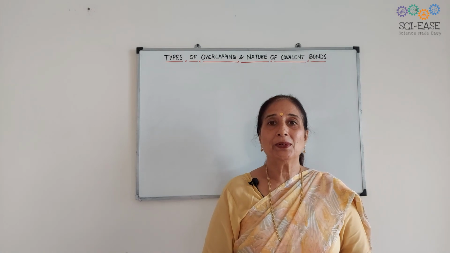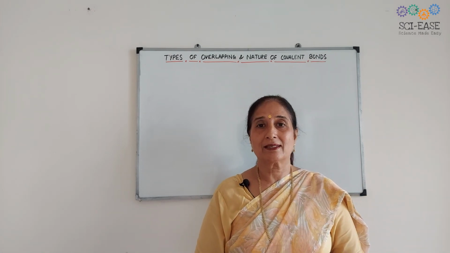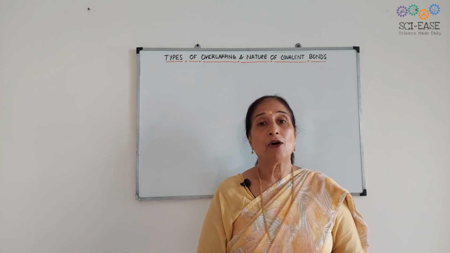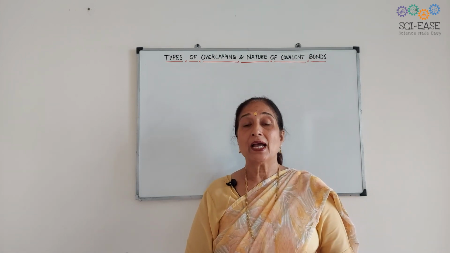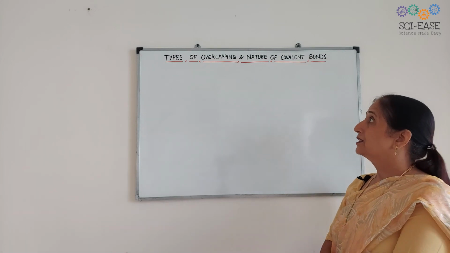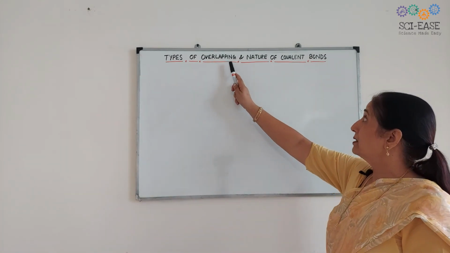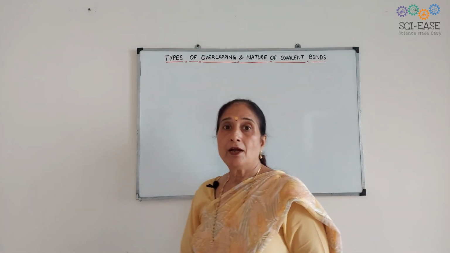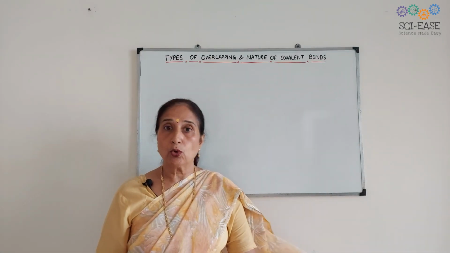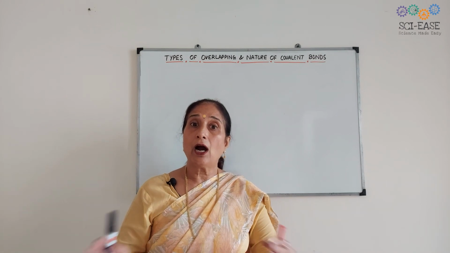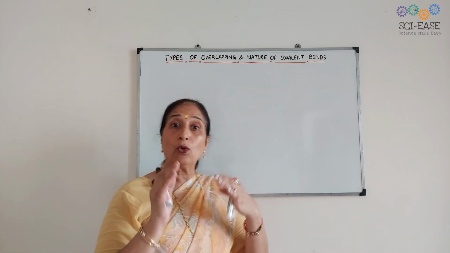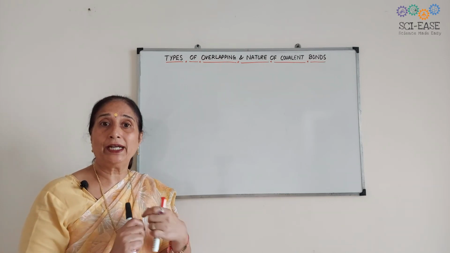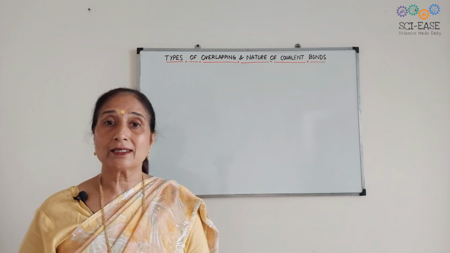In this video, I'm going to discuss the topic from the 4th chapter of class 11th chemistry, and the topic is types of overlapping and nature of the covalent bonds. We have read about the covalent bonds, and how the overlapping takes place in the case of the covalent bond, I'm going to discuss in this video.